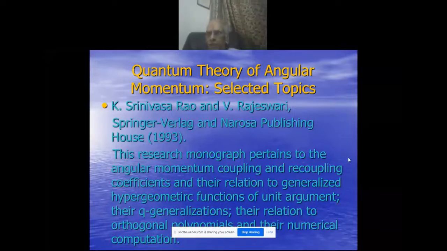In those days, and today also, people do not refer to these coefficients, but in those days programs were not available and people had to do numerical analysis to compare theory with experimental data. So that is why I had to learn something about these angular momentum coefficients.